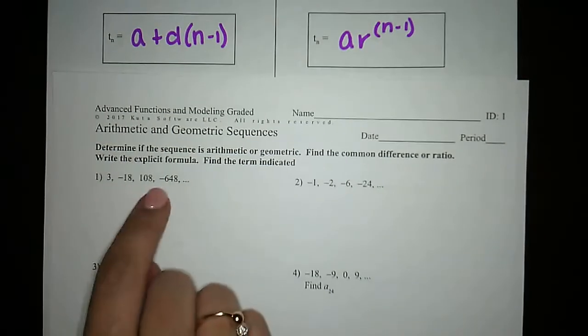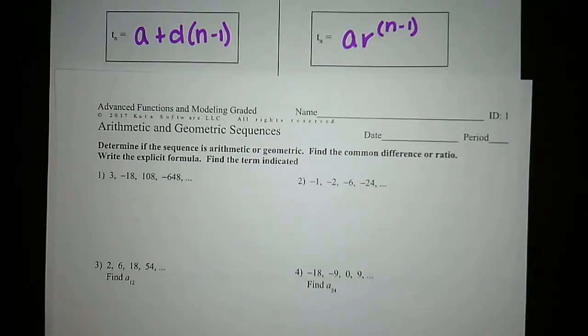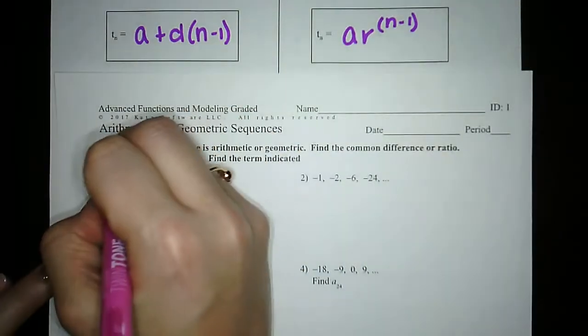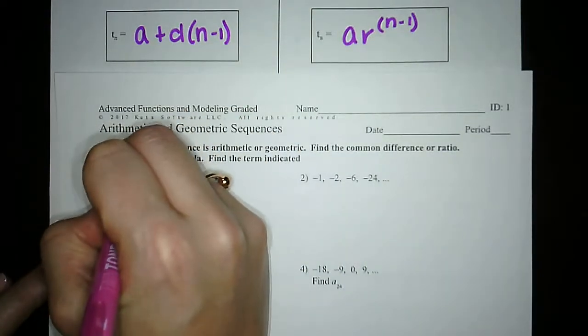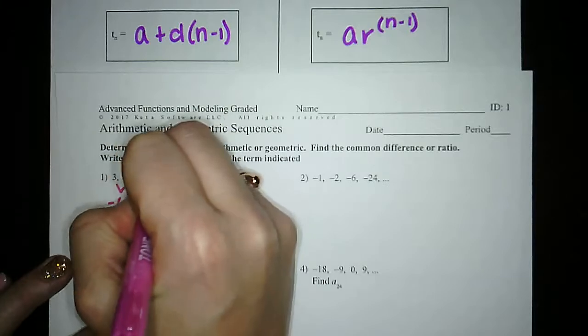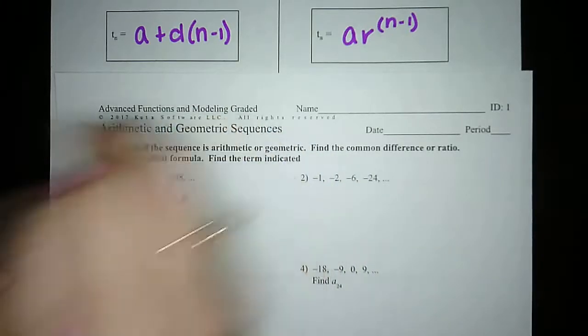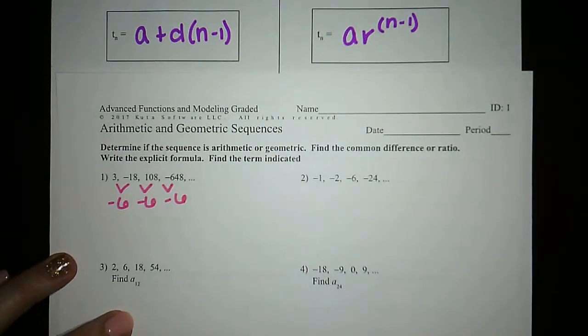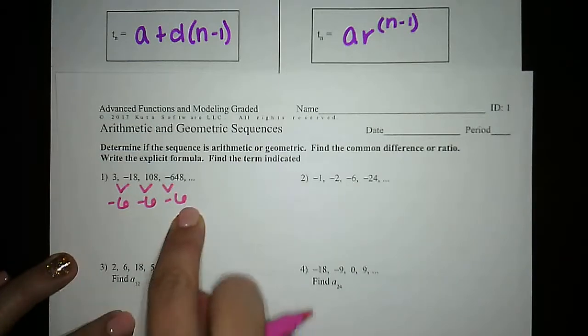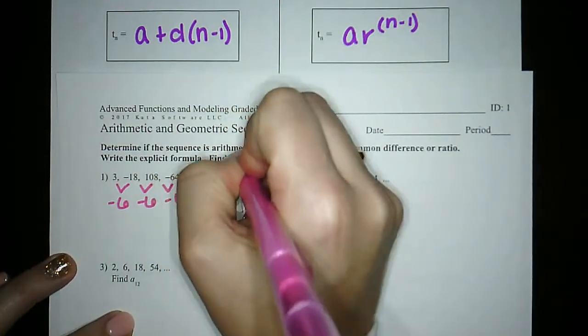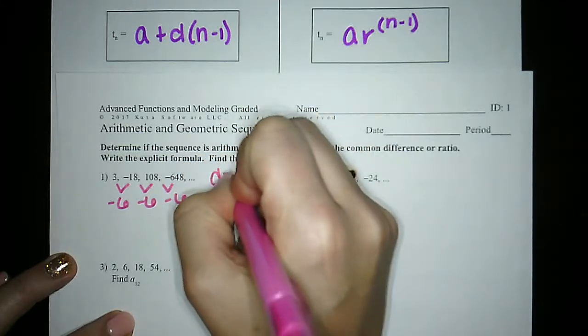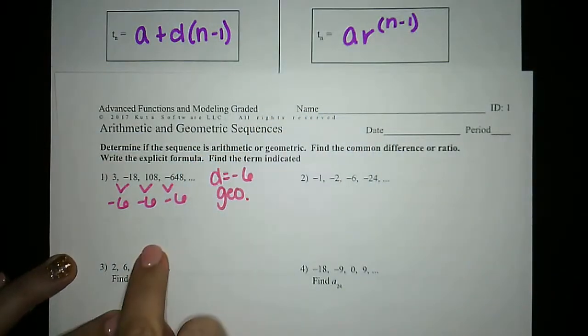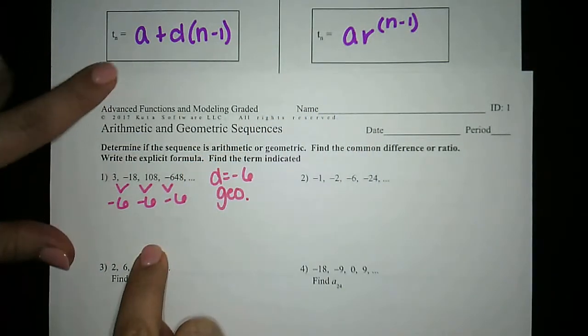So here, like I said, one, I see that the numbers are drastically getting bigger, and it's alternating signs, so I'm pretty sure this is going to be geometric. So I do negative 18 divided by 3, I get negative 6. Here, I get negative 6. And I also get negative 6 here as well. Now for our formula, so our common ratio is negative 6. And this is geometric.